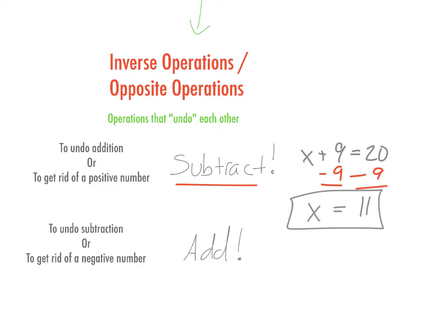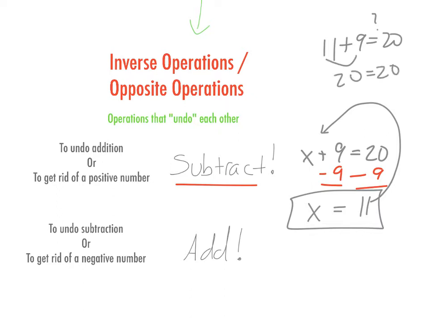Now, can we check to see if that brings balance? Absolutely. Plug that 11 back in there for x. Okay, so is 11 plus 9 equal to 20? Well, 11 plus 9 is 20, and last time I checked, 20 equaled 20. So what brings balance? 11 brings balance.